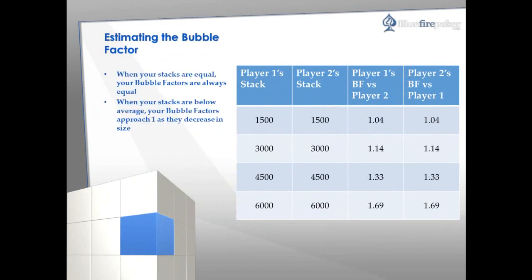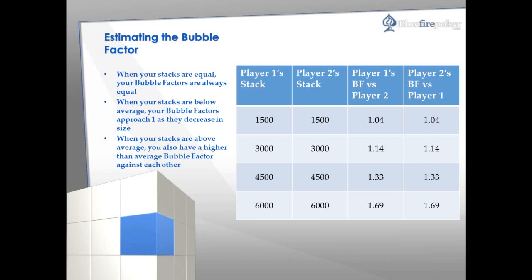So we can see that when our stacks are equal with the player we're trying to calculate our bubble factor against, our bubble factors are always equal as well. We can also see that when our stacks are below the average stack, our bubble factors approach 1 as they decrease in size. So in the first 2 examples where we both have 1,500 or 3,000 chips, we're lower than the average bubble factor of 1.33, and the lower our stacks get, the lower our bubble factor gets, and it gets very close to 1.